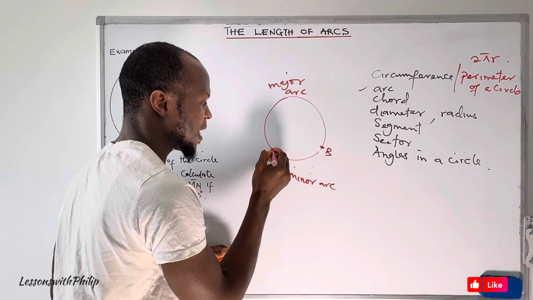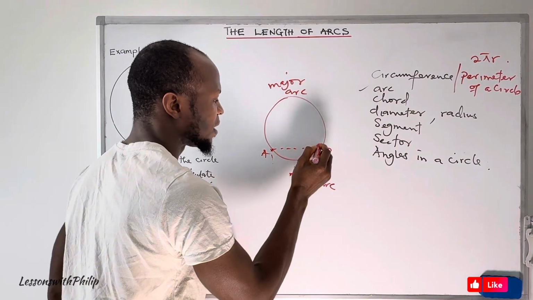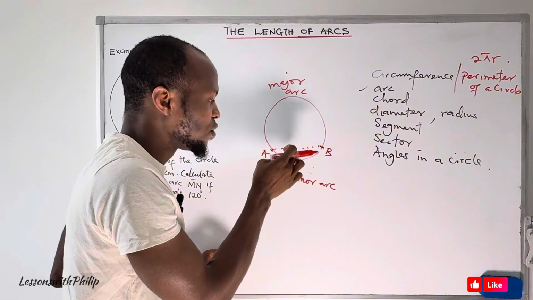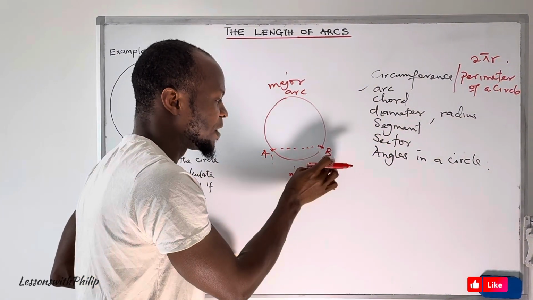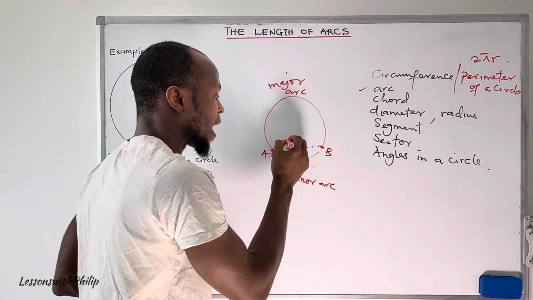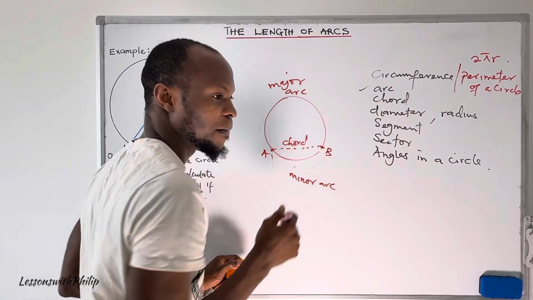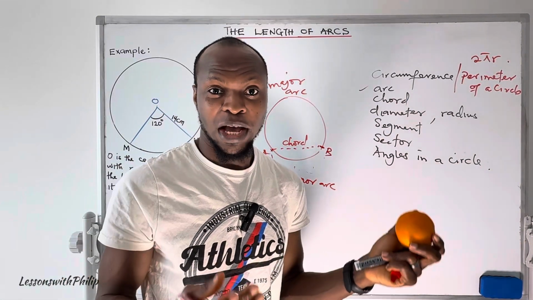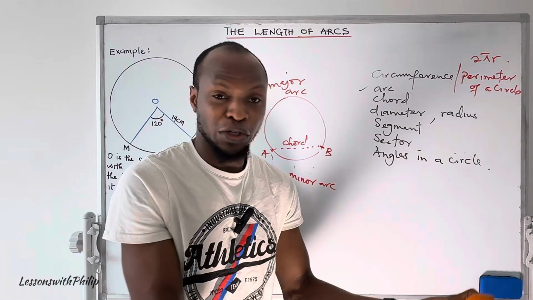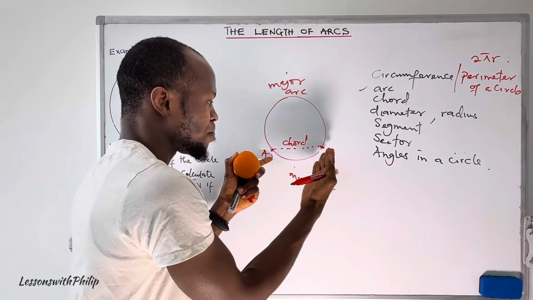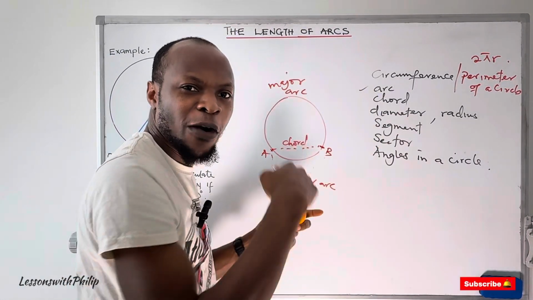Now, if I draw a line to join these 2 points, this line that I drew to join these 2 points A and B, which are on the circumference of a circle, is known as a chord. Like you've heard about a chord that you use to tie things together. Now, a chord is a line that joins 2 points on the circumference of a circle.